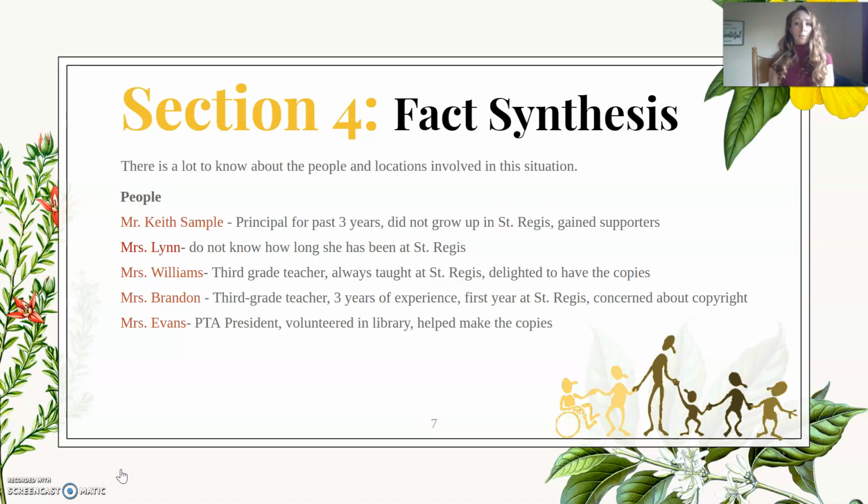Mrs. Brandon is the other third grade teacher who has 3 years of experience, but this is her first year at St. Regis. Due to the protocols at her last school, she is very concerned about copyright violations. Mrs. Evans is also a part of this case study. She is the PTA president and volunteered in the library. She helped Mrs. Lynn make the software copies and was pleased to see the funds being stretched.